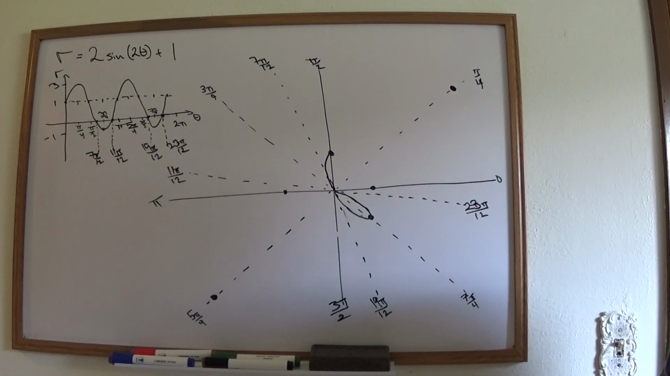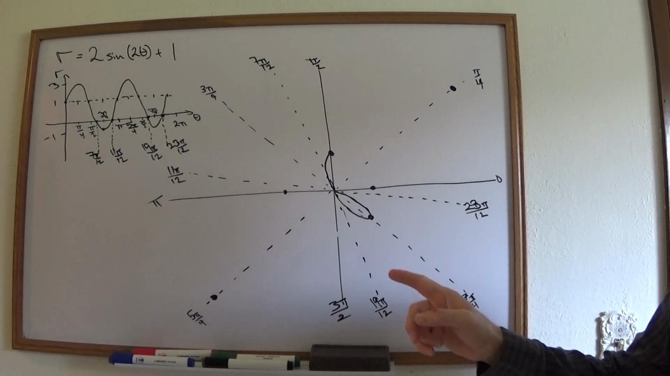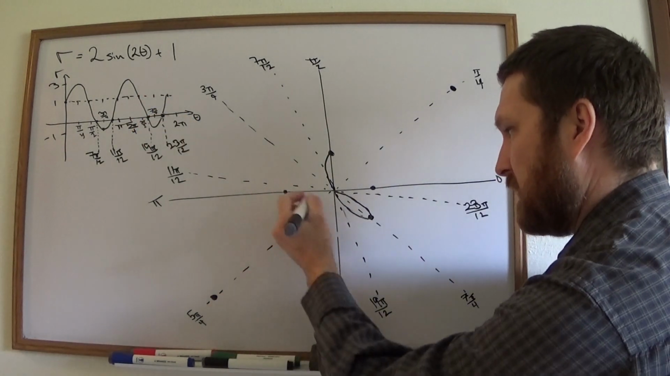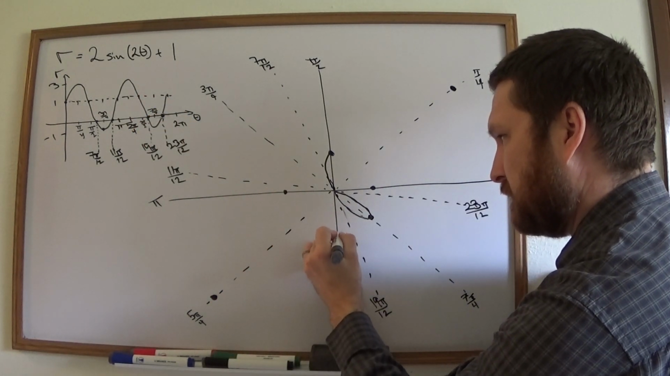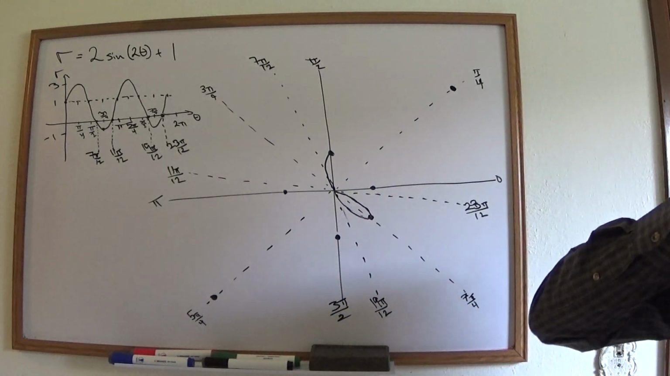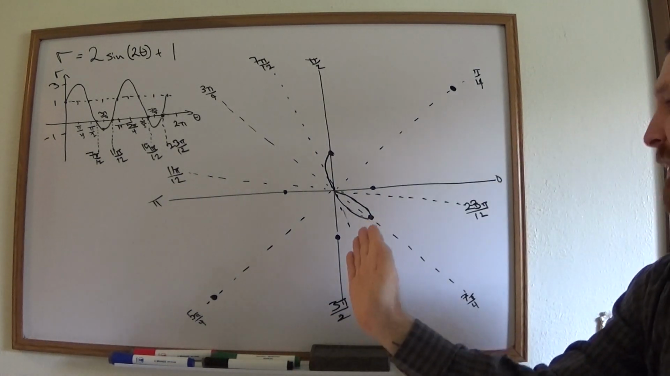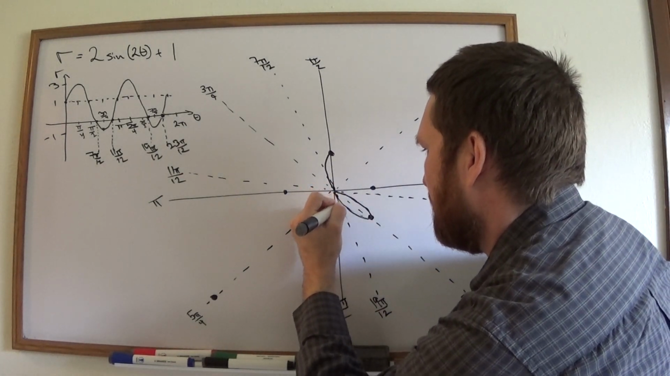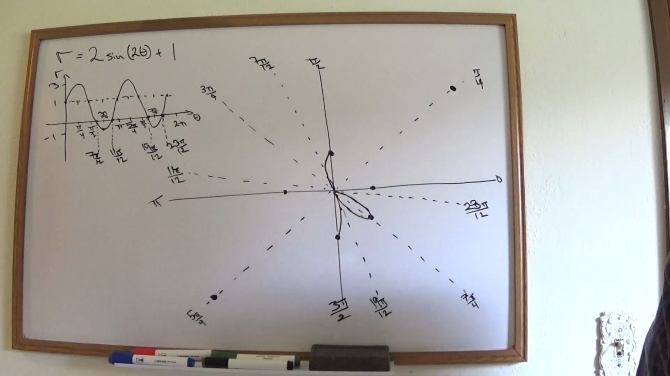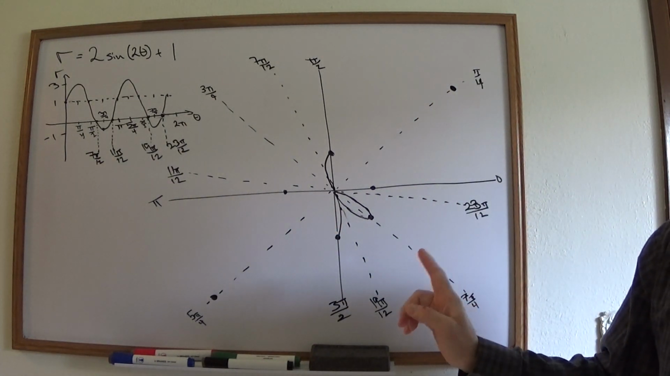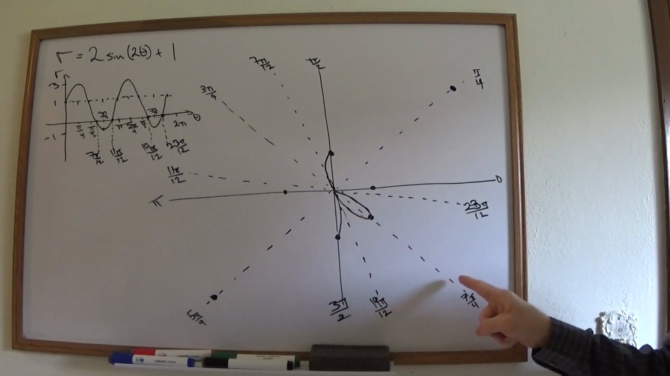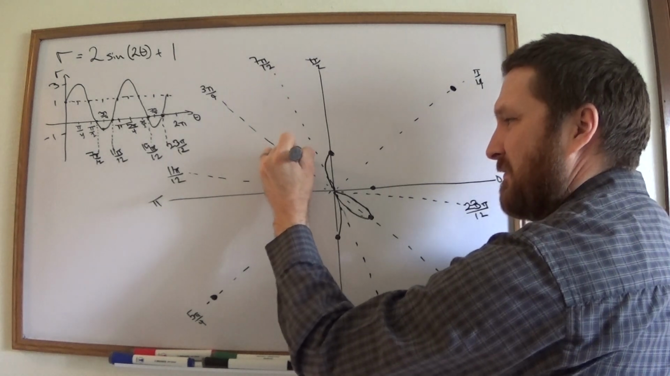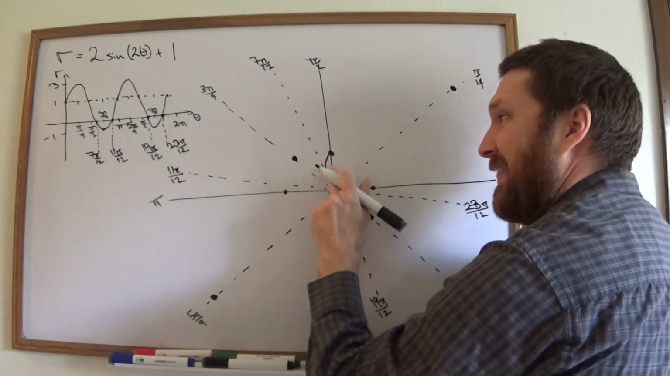Okay, now what happens? 3 pi over 2 gives us a 1. Yes, good. A 1 again. So like that. And then what happens? 19 pi over 12, 0. So he curves back in here like this. Okay. And then what happens? Negative 1 at 7 pi over 4, which is actually 3 pi over 4. So he's going to come back out along this one.